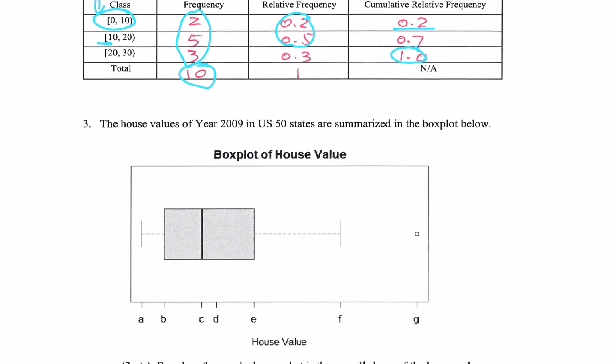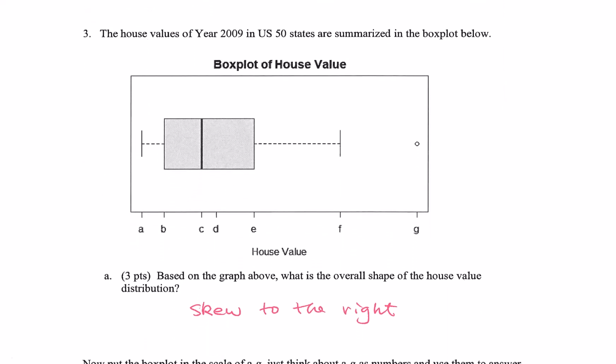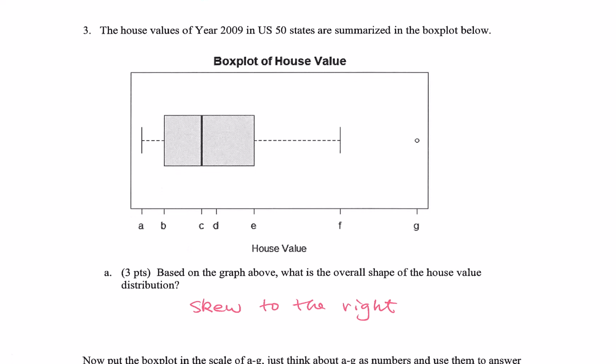All right, and question number 3 is about box plot. And for the box plot, we know this is a graphical description of 5 numbers. What are the 5 numbers here? A should be what? Q1. C should be what? Q2. E should be what? Q3. Sorry, I made a mistake.